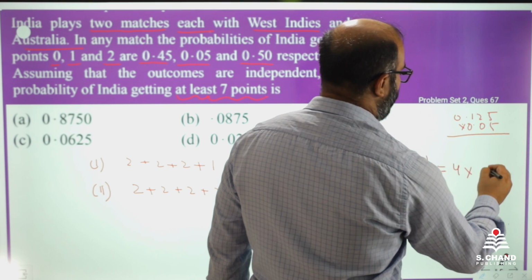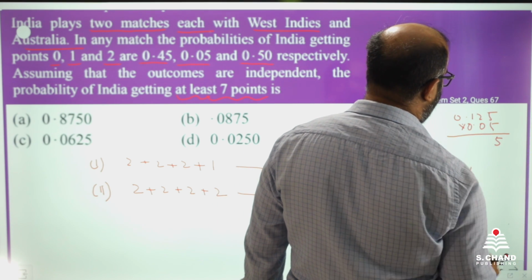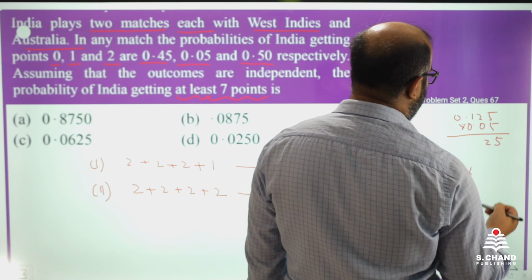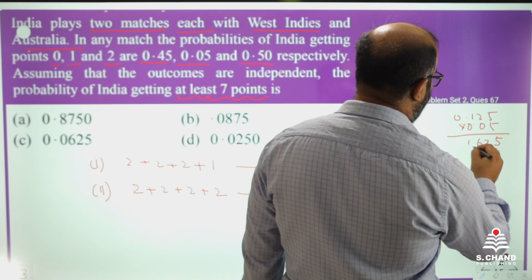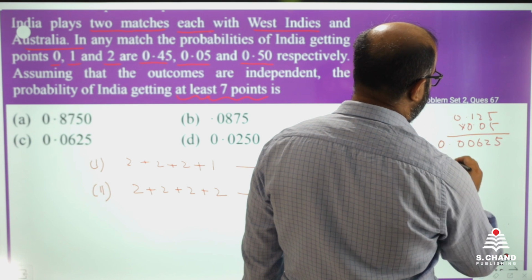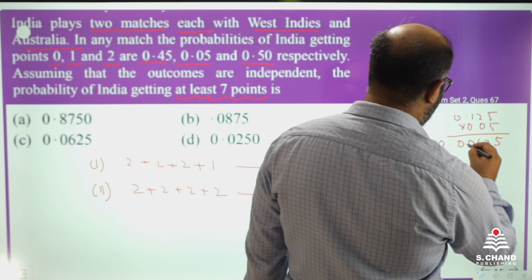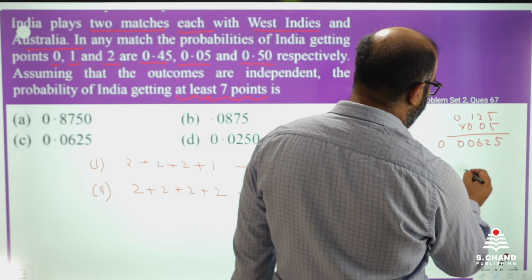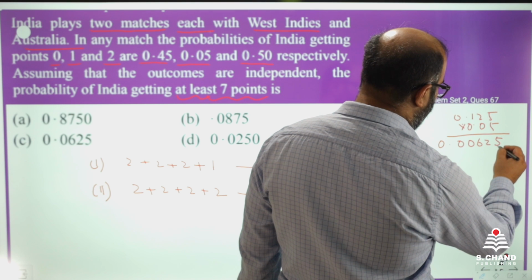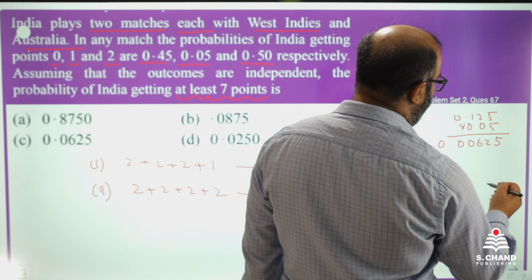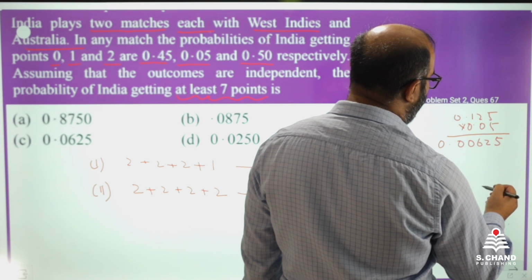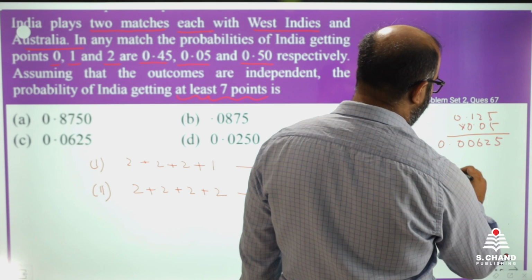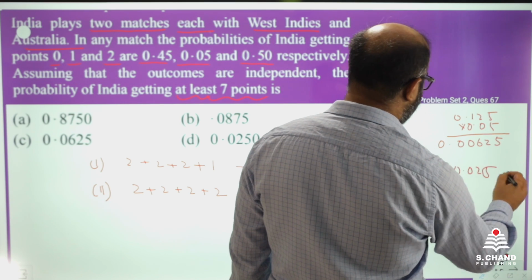So 0.125 into 0.05 will become 0.00625. Into 4 you will do. So when you do into 4, what will you get? 4, 5 are 20, 2 carry, 4, 2 are 8, 2 carry, 10, 1 carry, 4, 6 are 24, 25: 0.025. This is what you are going to get.